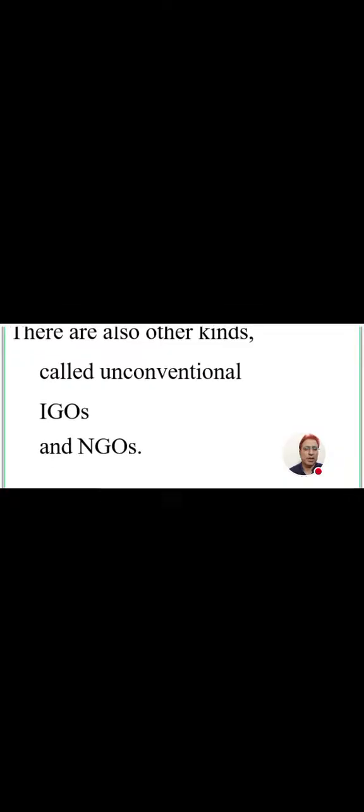There are also other kinds of international organizations which are called unconventional IGOs and NGOs. And in 2012, there were 707 unconventional IGOs and 4,566 unconventional NGOs. These include groups like international funds and foundations.